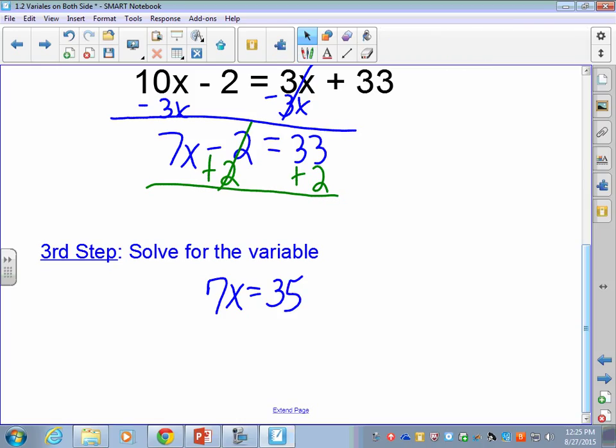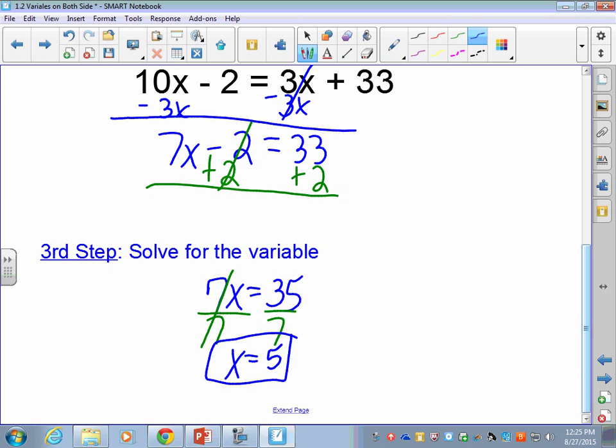So we got to solve for the variable. And what would that give me? 5. Yeah. Divide both sides by 7. x equals 5. And then we just check our solution. All right?